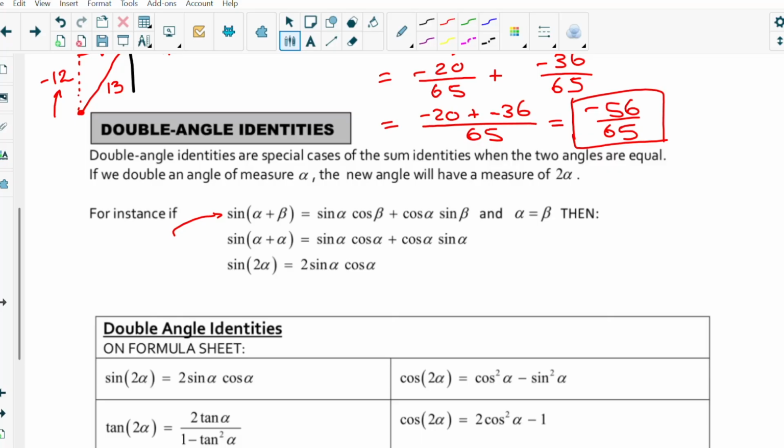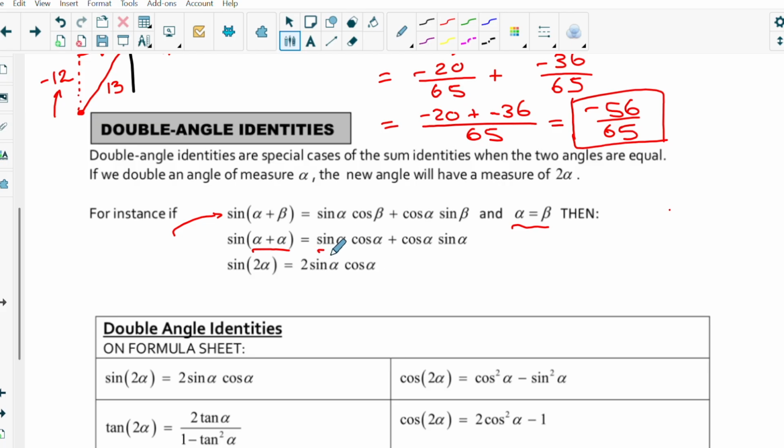I have the sum identity for sine. Sine of alpha plus beta equals sine of alpha cosine of beta plus cosine of alpha sine of beta. Let's have this special case where alpha equals beta, so we'll have two alphas in the brackets. Sine of alpha plus alpha equals sine of alpha cosine of alpha plus cosine of alpha sine of alpha.